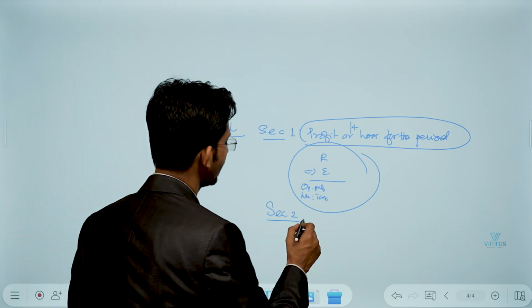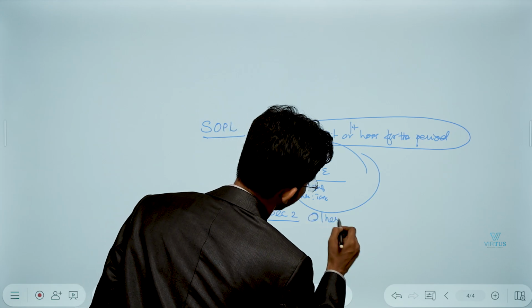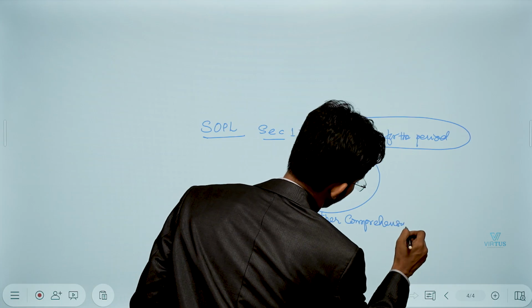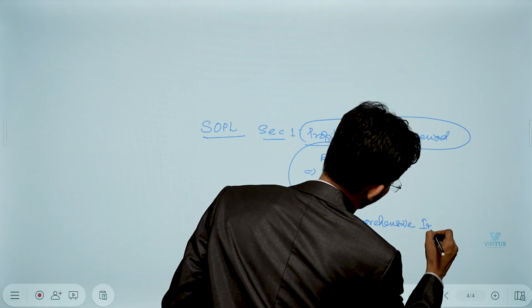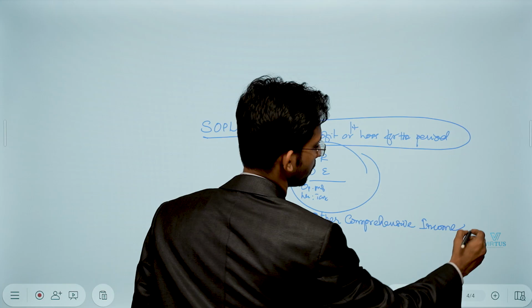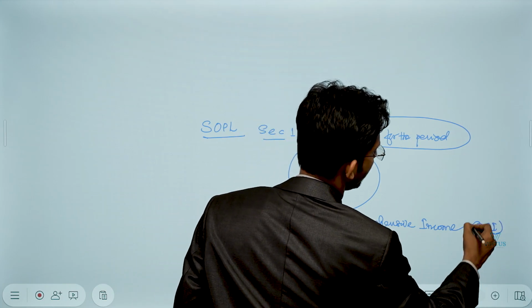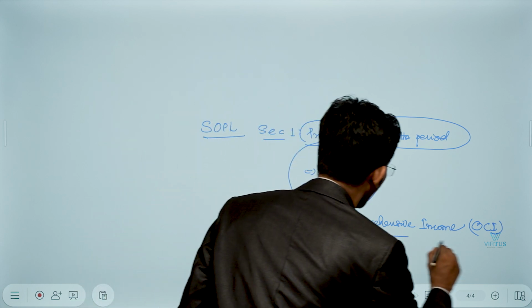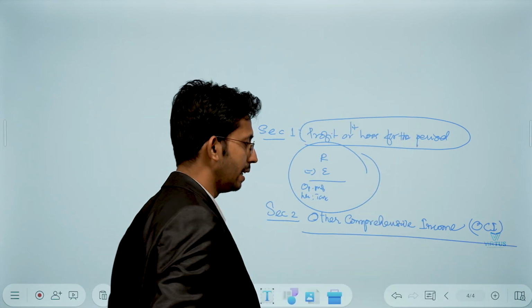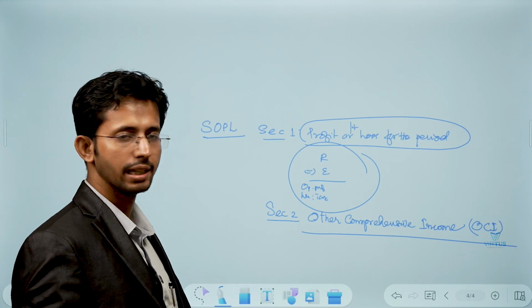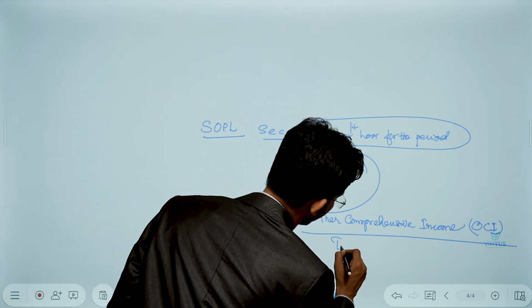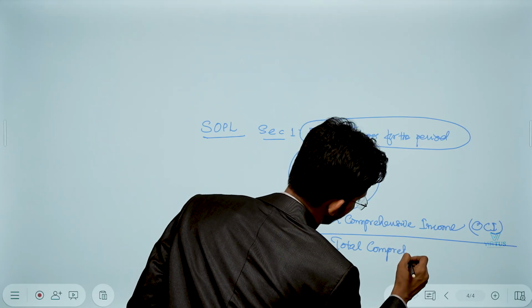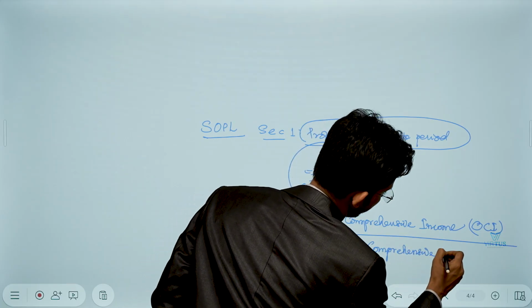Now you need to have one more section. What is that? This section is on other comprehensive income, OCI. Okay, so OCI will be shown as a second section, and the total of profit or loss for the period and other comprehensive income will give you what? Total comprehensive income. Total comprehensive income.